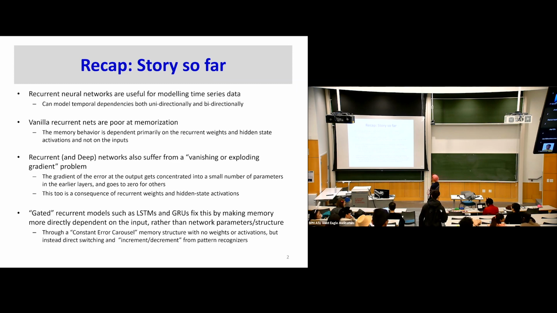All right. And then they also suffer from vanishing and exploding gradient problems, which means that you can't really have information being filtered back through time for them because the gradients disappear. And gated recurrent networks such as LSTMs and GRUs fix this by making memory directly dependent on the input rather than on any parameters, through the use of the so-called constant error carousel.